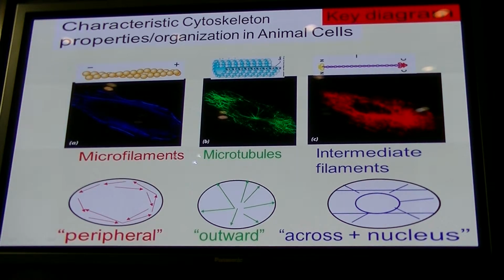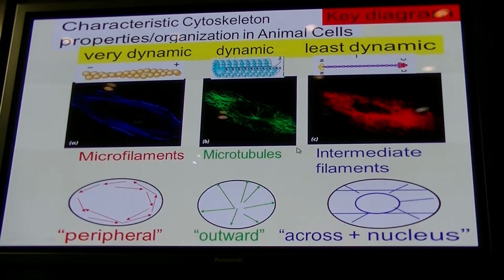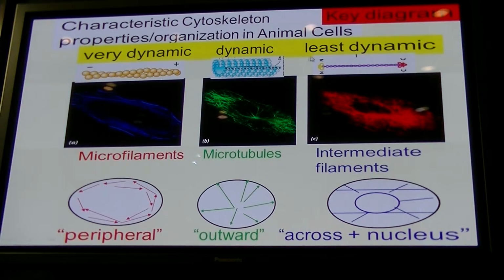Knowing that it's a little bit of a generalization, that's overall pretty true. It's just that in plant cells, the microtubules can have a little bit of a different organization. Okay, so keep in mind, the microfilament is very dynamic in most cells. Microtubule is still dynamic, intermediate filaments the least dynamic, meaning the structures are more stable.